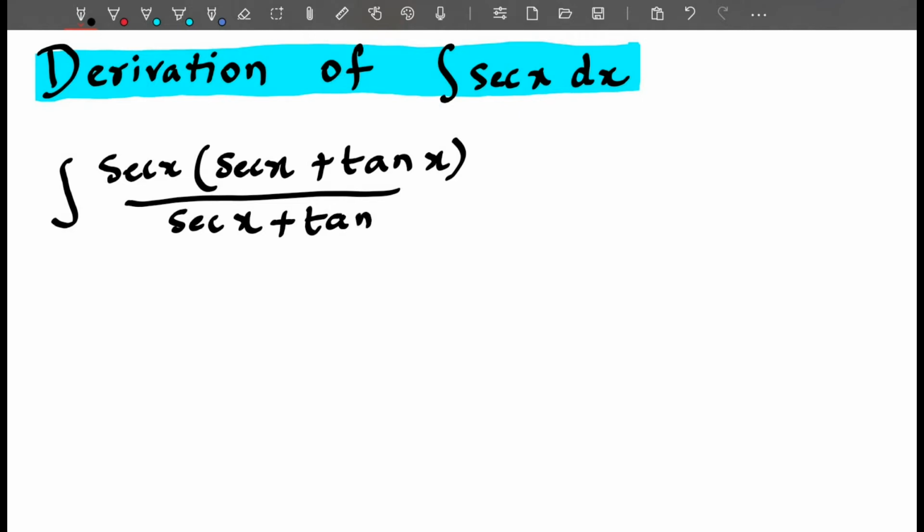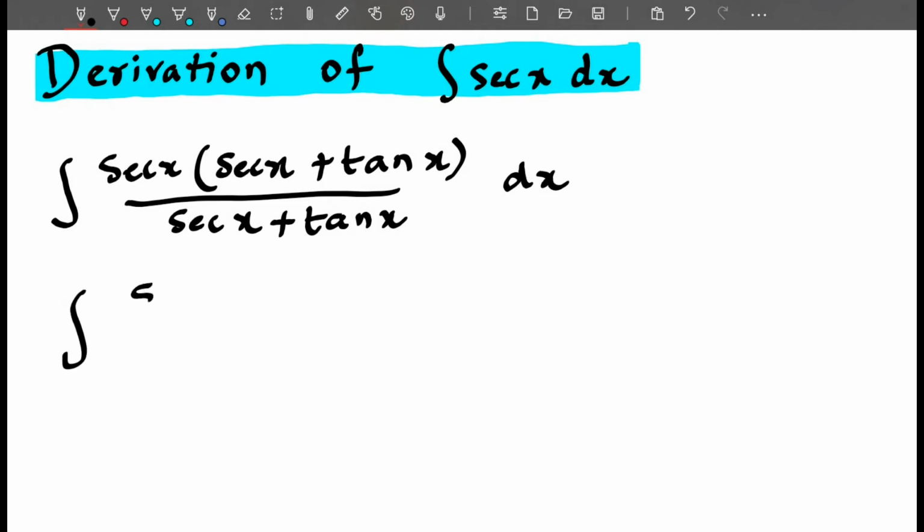So when you're multiplying the same thing in the numerator and the denominator, it is nothing but indirectly we are multiplying by 1. So we are not changing the value of the given trigonometric function there. Okay, so now when you expand the numerator part, so what is that we are getting?